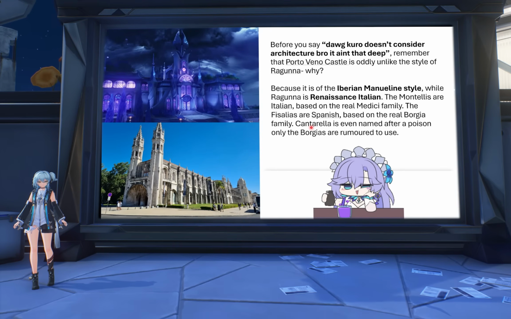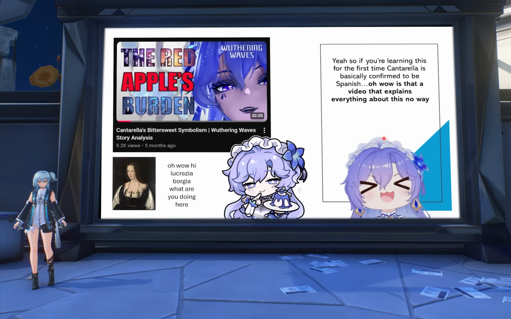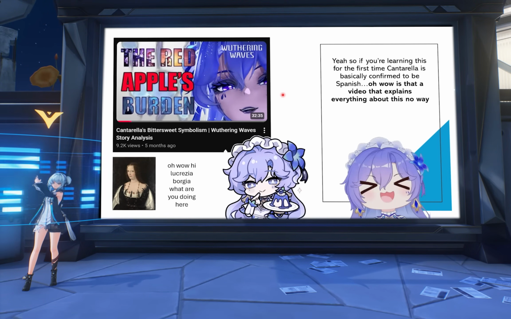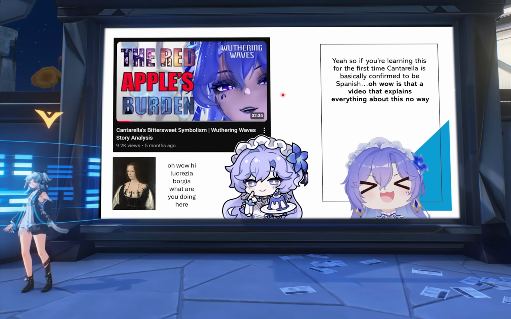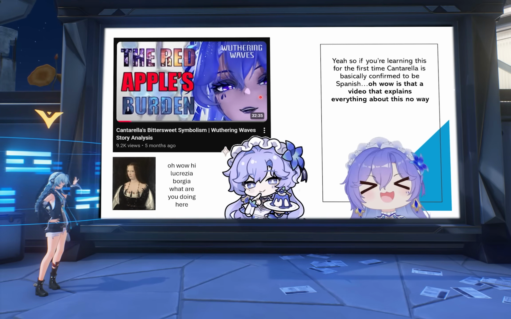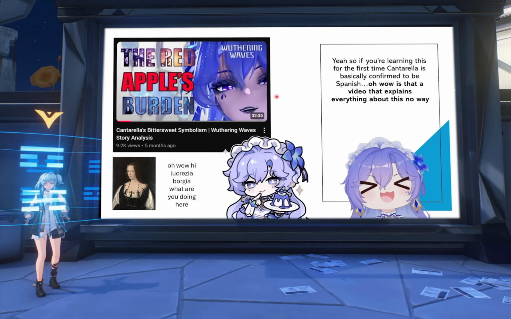So Cantarella, if you guys still do not believe it, is even based on a poison that only the Borgias are rumored to have used. You can search up Cantarella's name and what it means. It's a very specific poison. So anyway, oh my god, would you happen to look at that? It's almost like there's a whole video that explains basically what I just said. So if you guys are curious about the Medicis, the Borgias, the Manueline style, Renaissance Italy and whatever, I do have a whole Cantarella video here that explains everything. If you guys want to have a look at that, feel more than free to do so. But anyway, back to China.